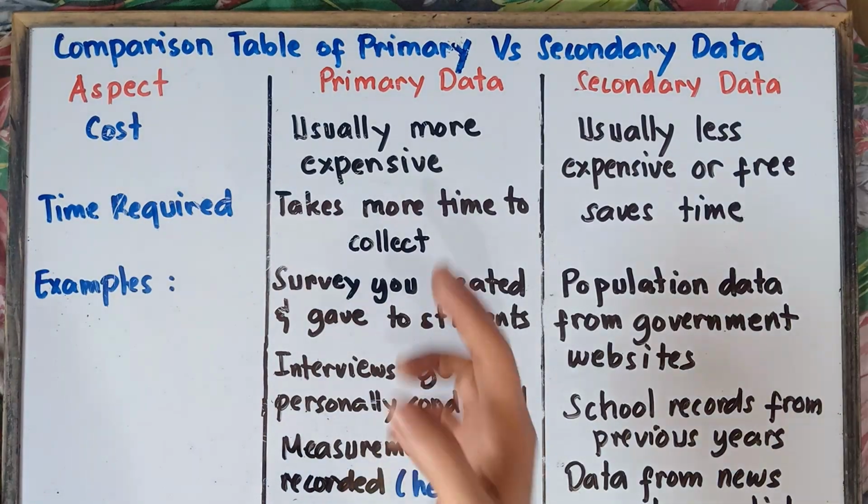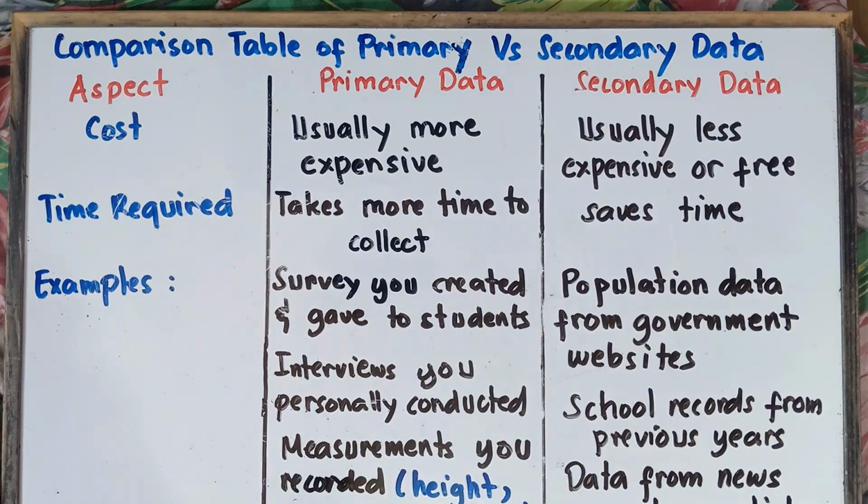Now, the cost for primary data, class, is usually more expensive. Now the question is, why is it usually more expensive? In gathering new data, let's have an example class.